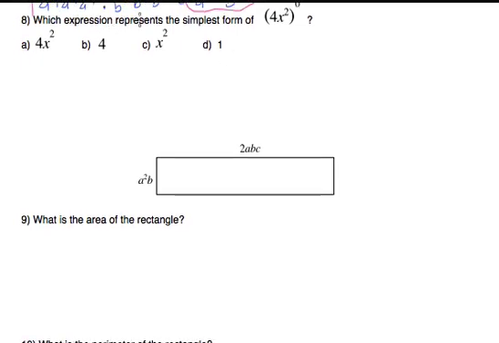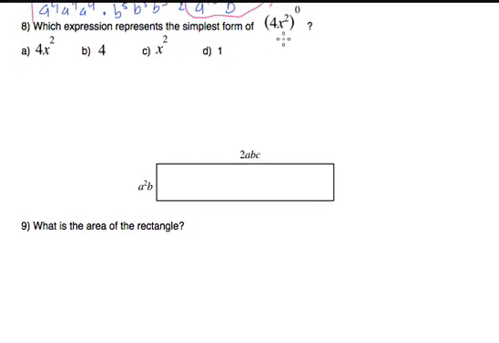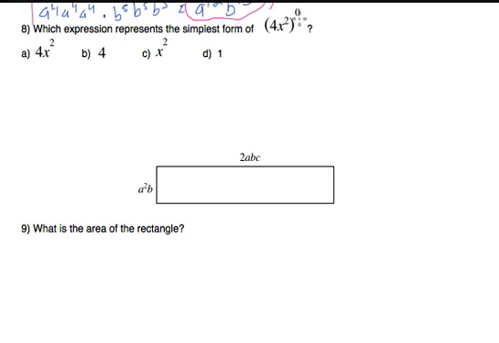Number 8, which expression represents the simplest form of 4x squared to the 0th power? Well, we know what the 0th power means, right? Remember, we get the 0th power when we have n squared over n squared, and the difference between 2 and 2 is 0, right? So we get n to the 0th. But we know that n squared over n squared is really just 1. We only get an exponent to the 0th power when we have the same value in the numerator as we do in the denominator. And that always equals 1.